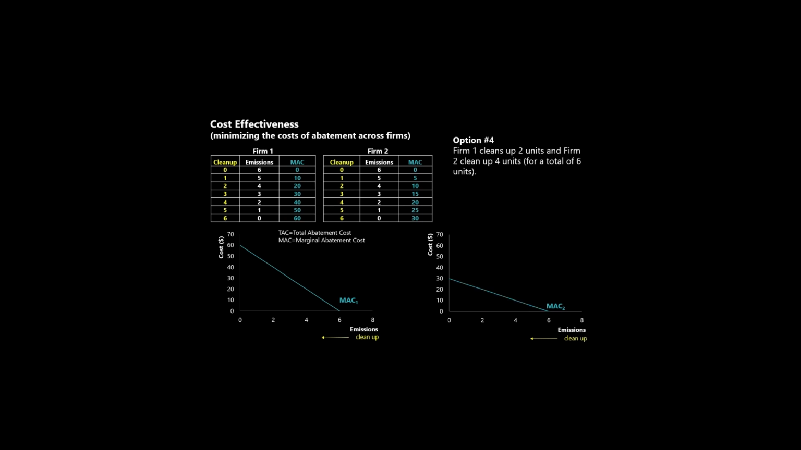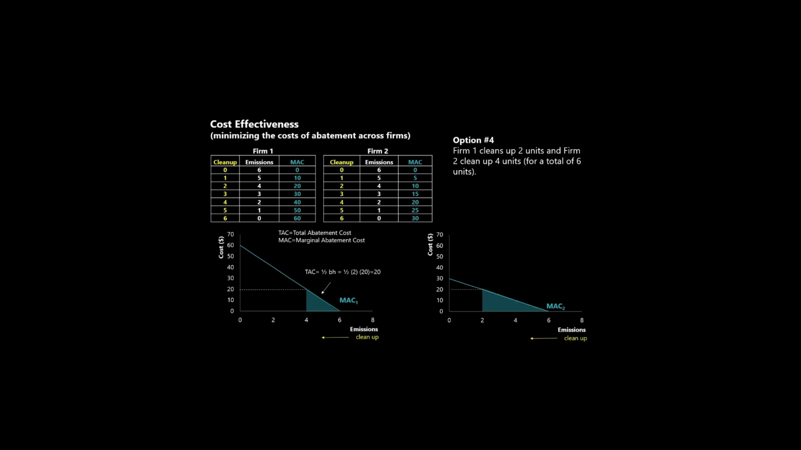In this case, firm 1 cleans up 2 units and firm 2 cleans up 4, again for a total of 6. So firm 1 in this case goes from 6 to 4, and that means we have a total abatement cost equal to 20. Again, the base of this triangle is 2, the height is 20, so we get a total of 20.